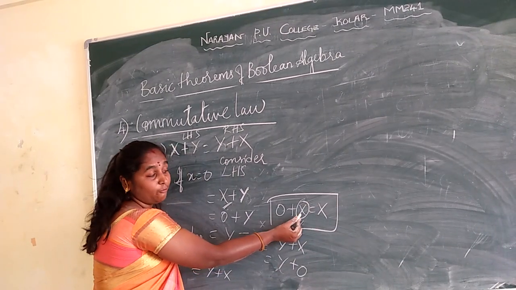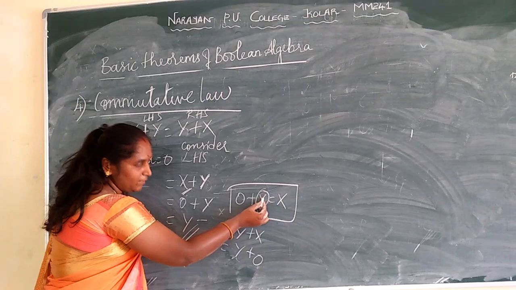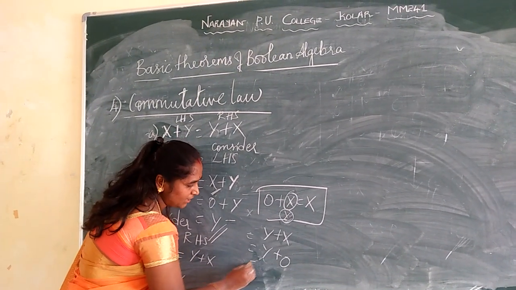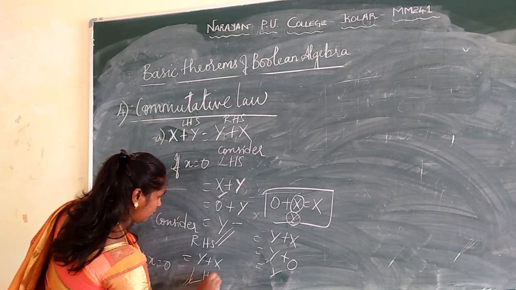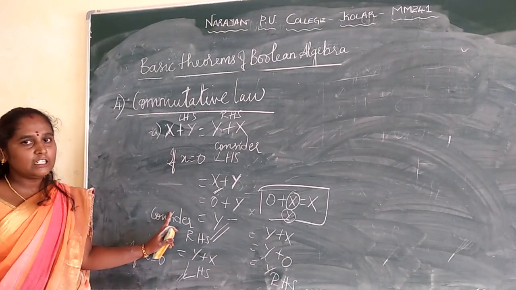Again the condition of the properties of zeros and ones: 0 plus x is equal to x. In place of x, they used a variable y. So y plus 0 is nothing but again y. So here LHS is equal to your RHS. The first condition is solved.